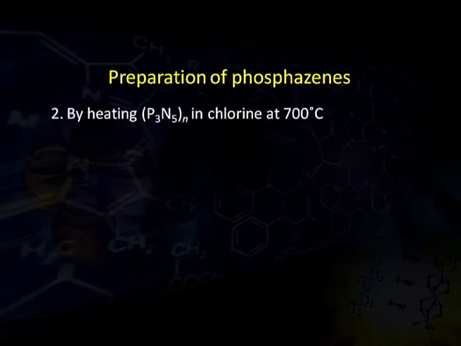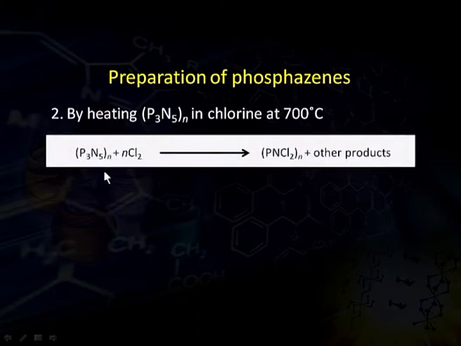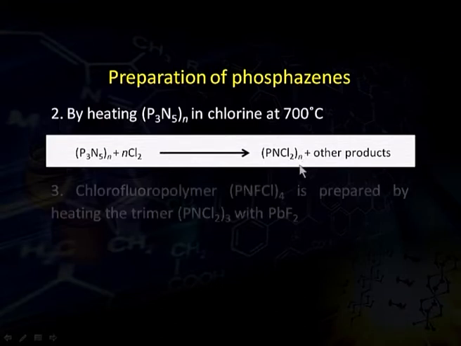The second method is by treating (P3N5)n with chlorine at 700 degrees Celsius. We can heat (P3N5)n in presence of chlorine at 700 degrees Celsius. Again we obtain (PNCl2)n. This n can have any value. If it has a value of 3, then it will be a trimer, and if it has a value of 4, it will be a tetramer.